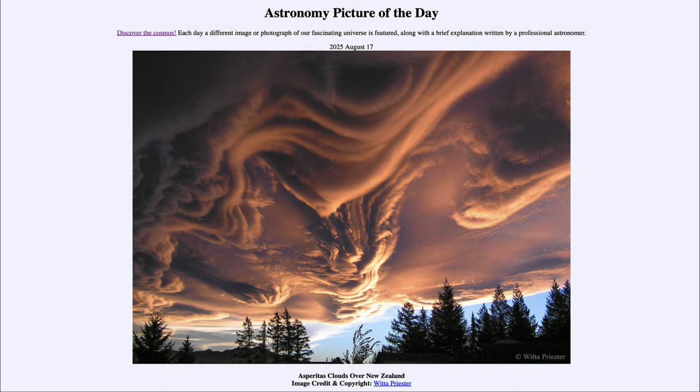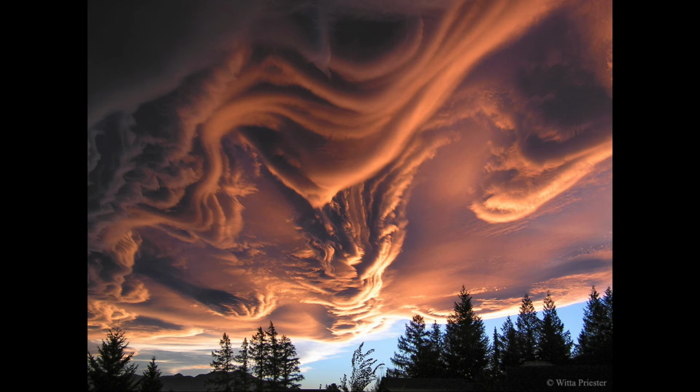Today's picture for August 17th of 2025 is titled Asperitas Clouds over New Zealand. So what do we see here? Well, here we see a 20-year-old picture taken back in 2005 in New Zealand, looking at an unusual type of cloud. And this is what is known as an Asperitas cloud.